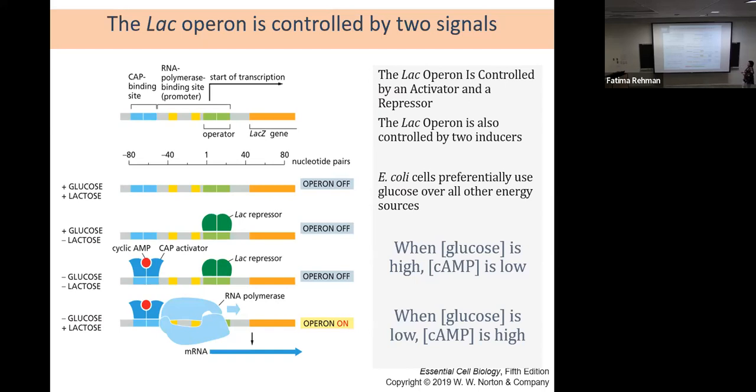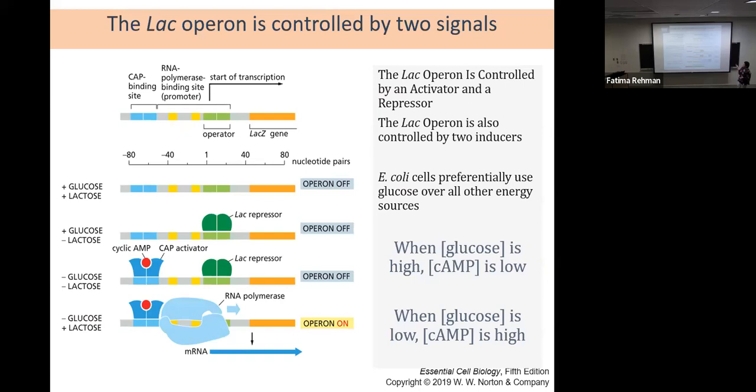Now, when you don't have glucose and there's a lot of cyclic AMP available, your CAP activator is going to be activated at that time. And now if you have lactose in the system, the lac repressor can come off and your RNA polymerase can actually bind and create the mRNA associated with the LAC-Z gene. So both of them together are required to control when the operon is switched on and off.